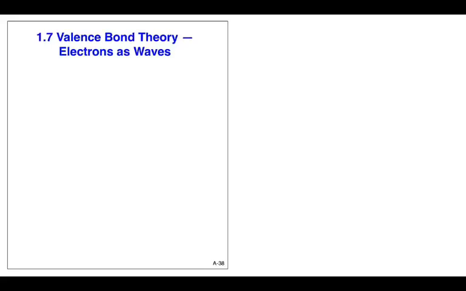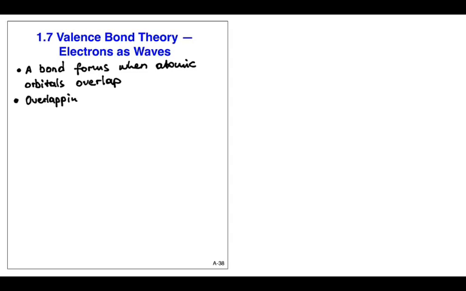In this video we will briefly discuss how to create chemical bonds out of electron waves. The theory we are going to discuss in this chapter 1.7 is called valence bond theory. So it focuses only on the valence electrons. Basically a bond occurs when atomic orbitals overlap. Can you remember from chapter 1.6 where we discussed that atomic orbitals essentially just are waves? And so overlapping atomic orbitals is the same as just overlapping waves.